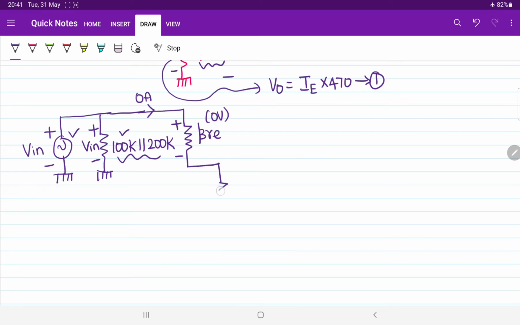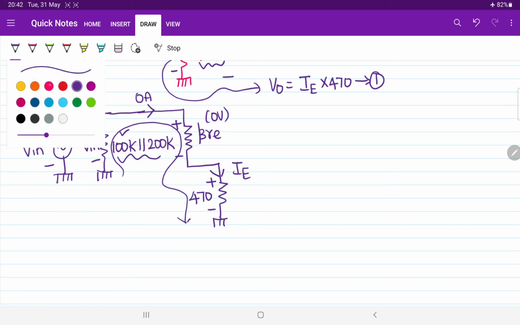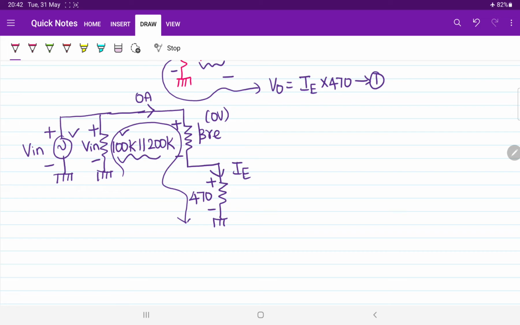After that, here we have RE. So the emitter current IE is entering here. The value of RE is given as 470, current entering is plus and leaving is minus. Now it's time to apply KVL for this loop in order to solve this equation. Just KVL. Always we have to apply KVL only in order to bring the answer for any question.